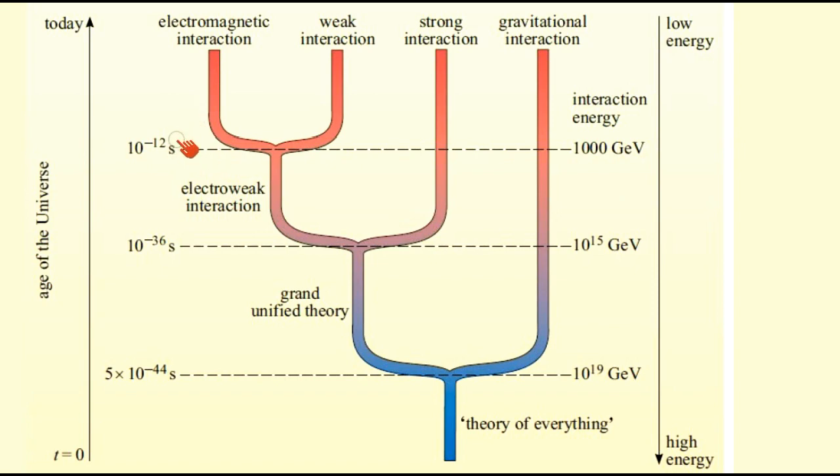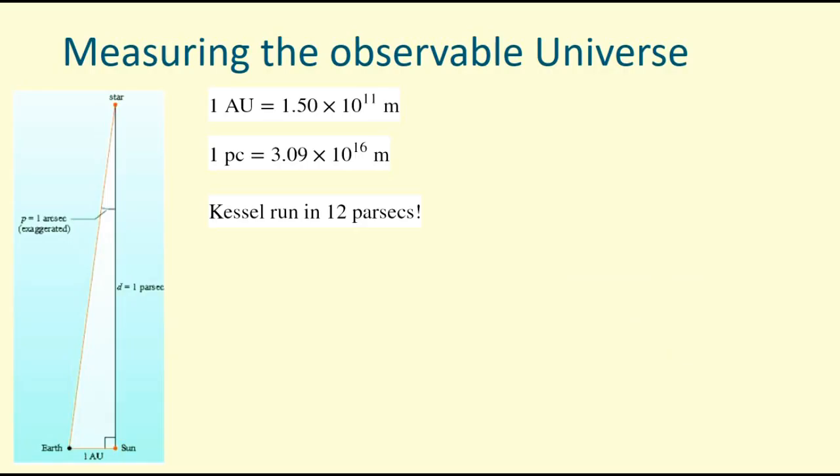Then you have 10 to the minus 12 seconds, you have electroweak interaction, which is the merging of electromagnetism and the weak nuclear force. 10 to the minus 36, you have the grand unified theory of the electroweak merging with the strong. And at the Planck time, the theory of everything, we have all four forces theorized to be united in one.